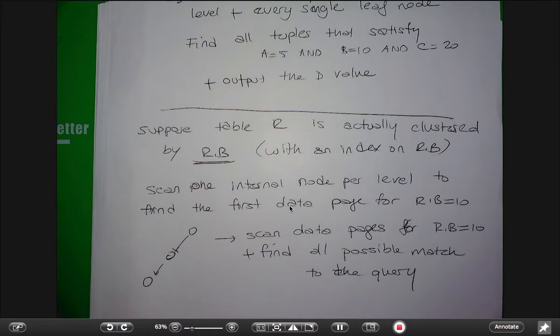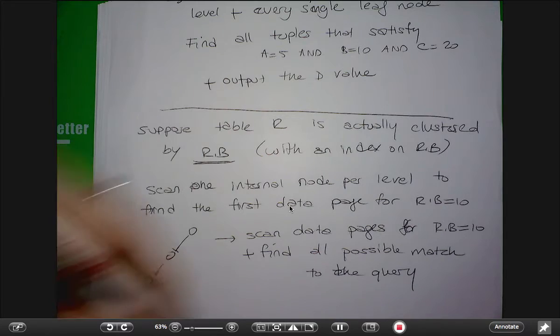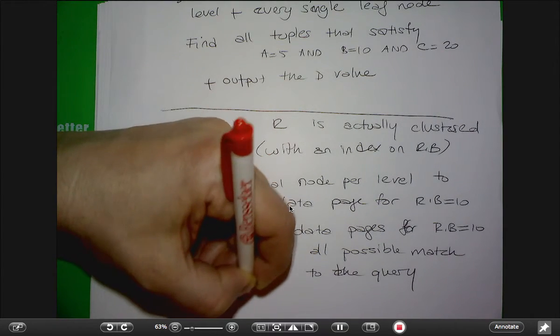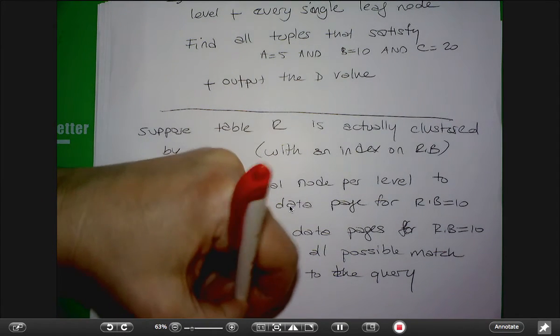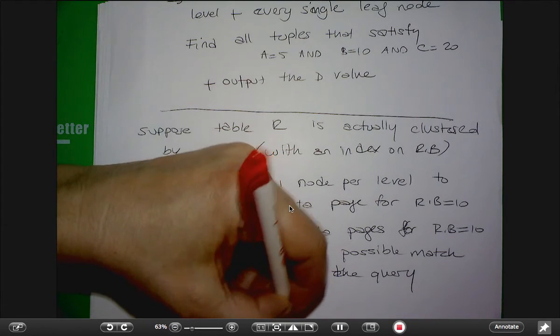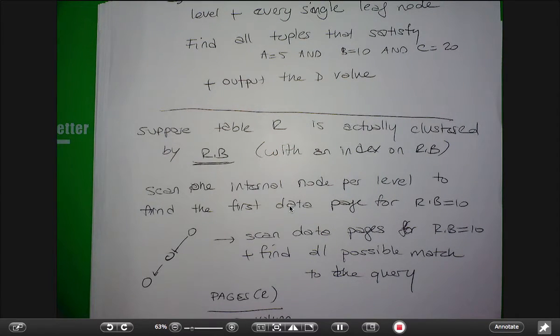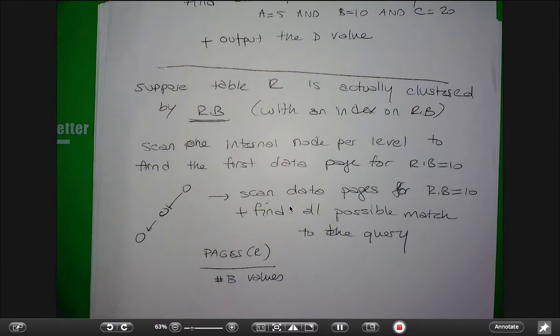Now what this is doing is telling me where to start scanning, and I only have to scan those tuples that have R.B equals 10, and that's all. So I only have to scan pages of R divided by however many B values there are, assuming that each one is equally likely.